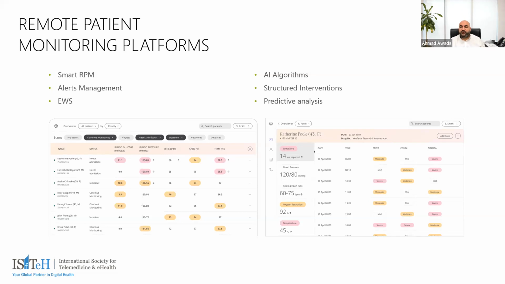Maybe someone in this command center or the facility was supposed to do a certain intervention and they didn't do it. So you can configure even an automatic escalation in case someone was supposed to do something and didn't. It's very, very important to be focused on patient safety and quality in these remote patient monitoring services. Early warning scores, early warning signs, and all of that. It's very, very important to have systems that have all of these AI algorithms. That's what I mentioned to you.